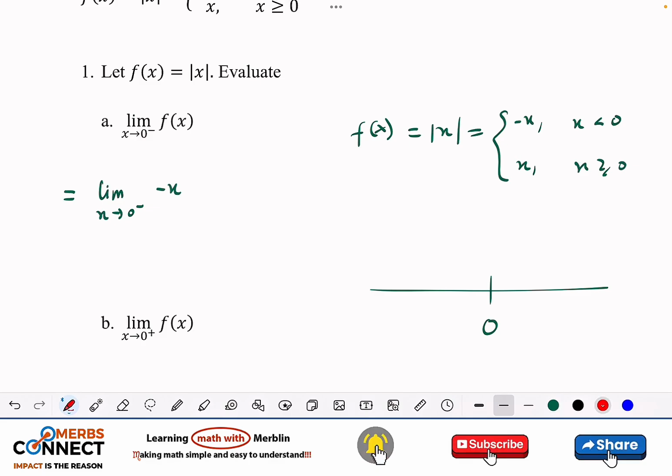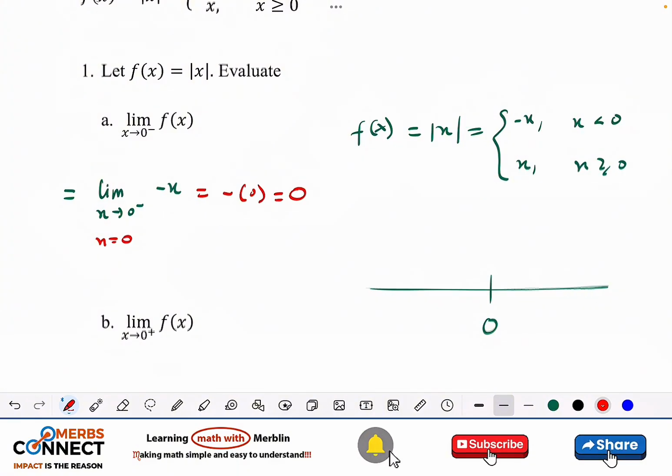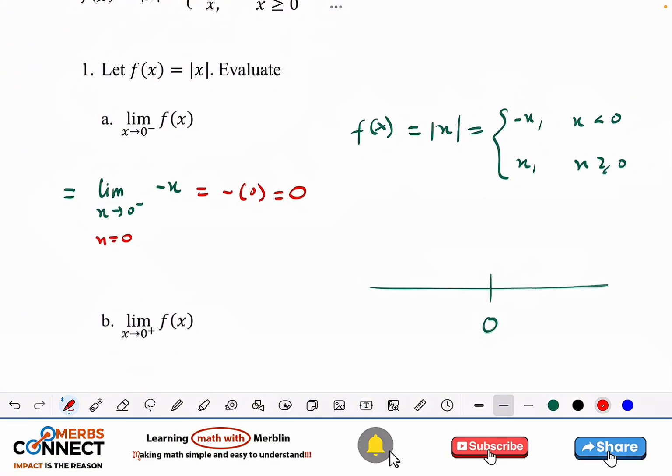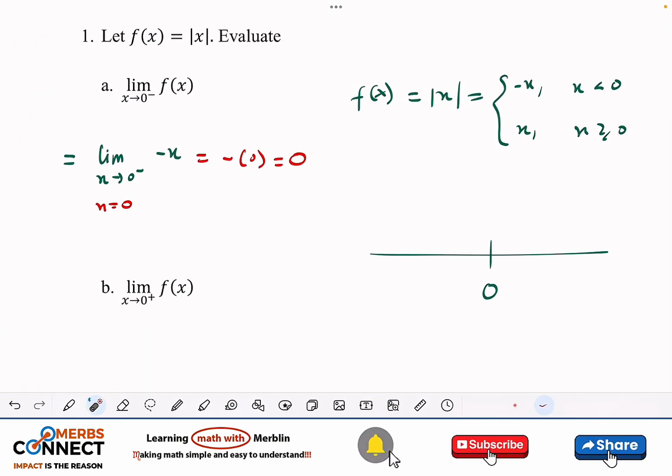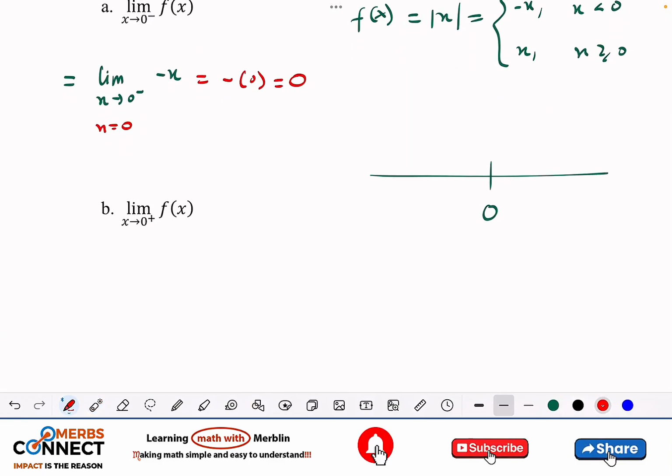Then as I said here, we set x to be equal to 0, not negative 0. So this is going to give us minus 0, and this is equal to 0. So that is the left side limit. Let's look at the right side. So the right side is this side, and you know that anything at the right side of 0 is positive. So it means that here is where x is greater than 0. So we pick this one, and this will be equal to the limit as x is approaching 0 from the positive of x. And here we set x equal to 0, and we are going to have 0.